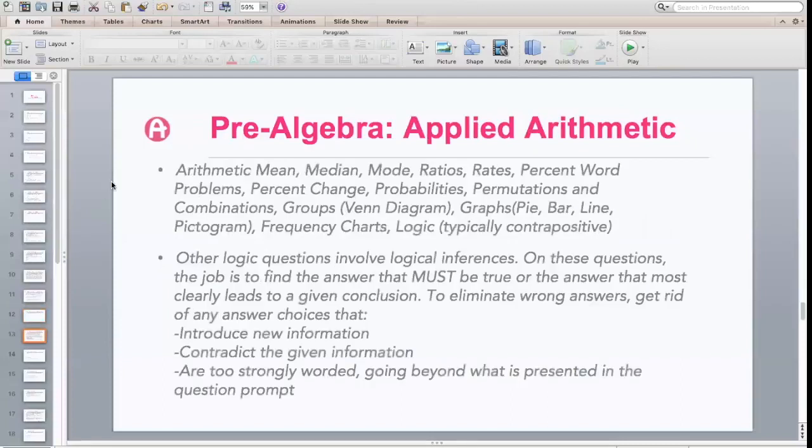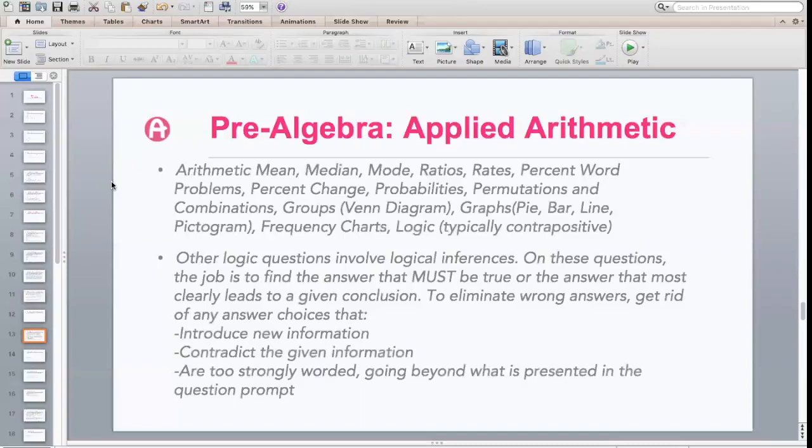So for pre-algebra with applied arithmetic, the concepts they need to be familiar with are arithmetic mean, median, mode, ratio problems, rates, word problems involving percents, involving percent change, simple applications of probability, simple applications of permutations and combinations. They should be able to deal with word problems with groups, Venn diagram questions. So like if you have 20 kids at a camp and 12 of them do baseball and 14 of them do soccer, what's the overlap or something like that.